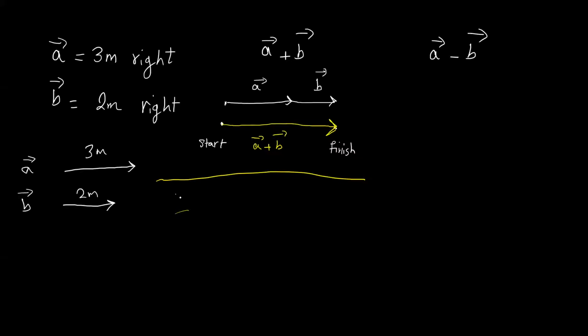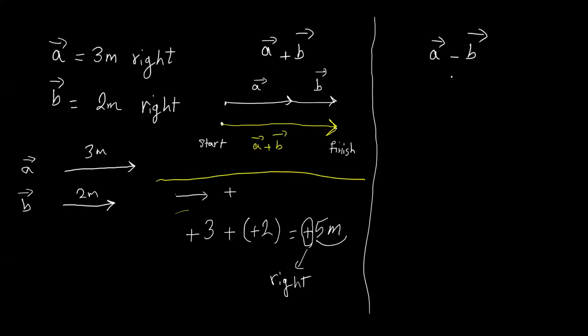For the second method, I need to decide which direction I want to consider as positive. I want to say right is positive. So if I want to add A and B, A is 3 meters to the right, so I write plus 3, plus B, and B again is 2 meters to the right, so it means plus 2. So it's plus 5 meters. That 5 meters shows the magnitude, and this plus shows that the direction is to the right.